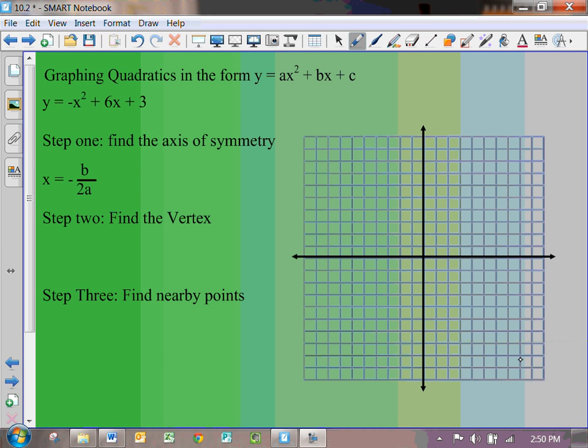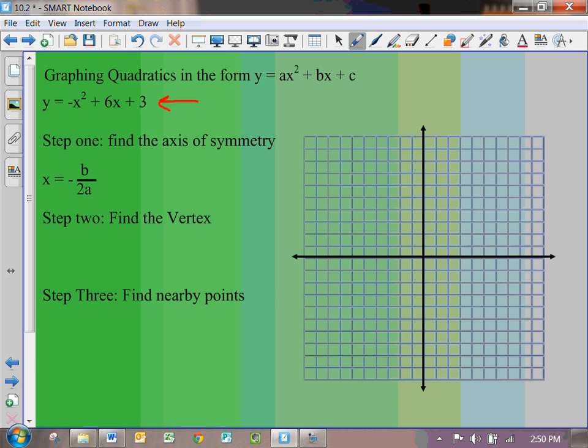All right, so in class today we looked at how you get this negative b over 2a thing. Today we're going to look at just how to graph in general. Give you a couple more examples of it. So there's really three steps to graphing, and what we're going to look at is our first equation here. This is an example, y equals negative x squared plus 6x plus 3.